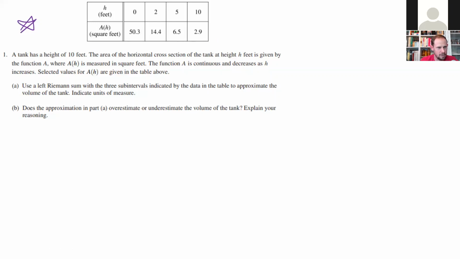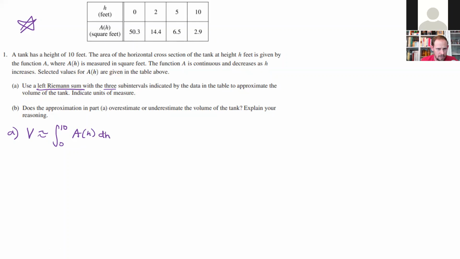So it looks like we have 4 values. Use a left Riemann sum with 3 subintervals indicated by the data in the table to approximate the volume of the tank. Indicate units of measure. Well, it's telling us to use a left Riemann sum. That will approximate the volume in the tank. So volume is approximately equal to the integral from 0 to 10 of A of h dh, is what they're saying right here.